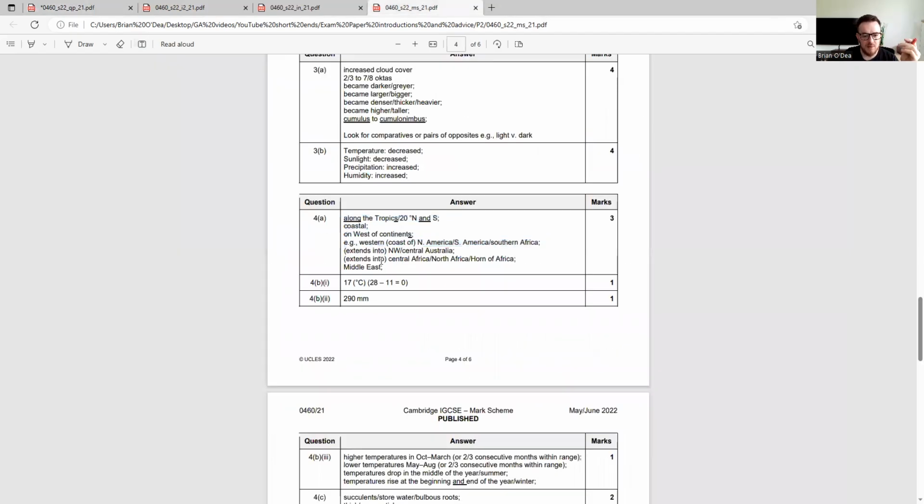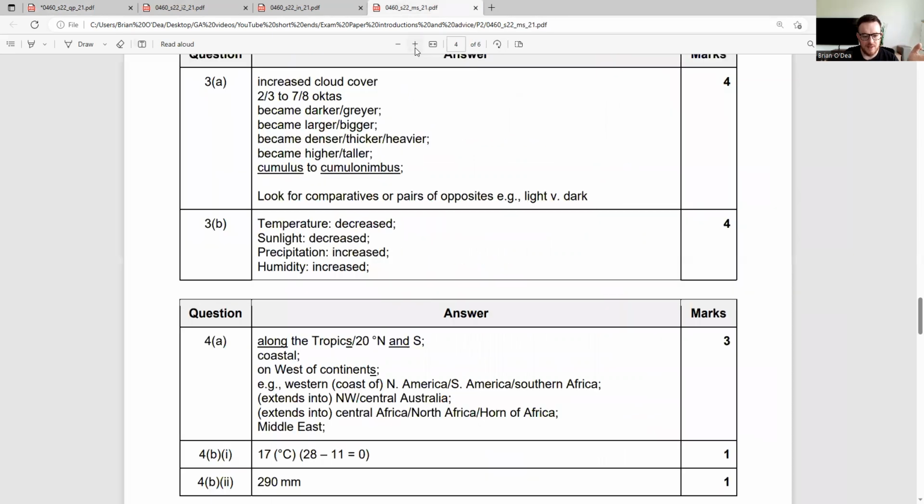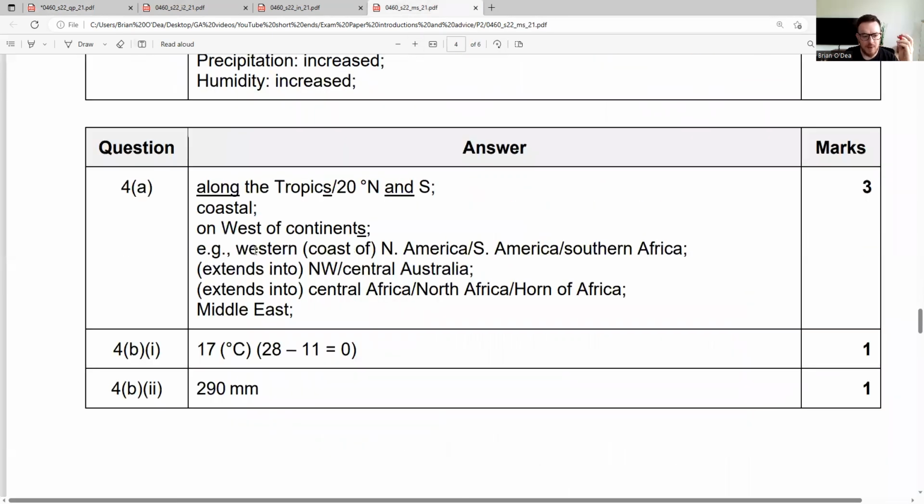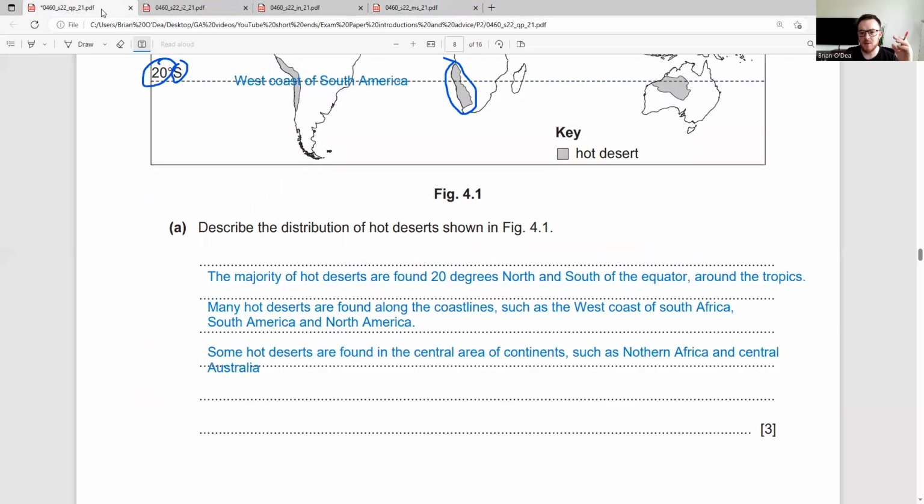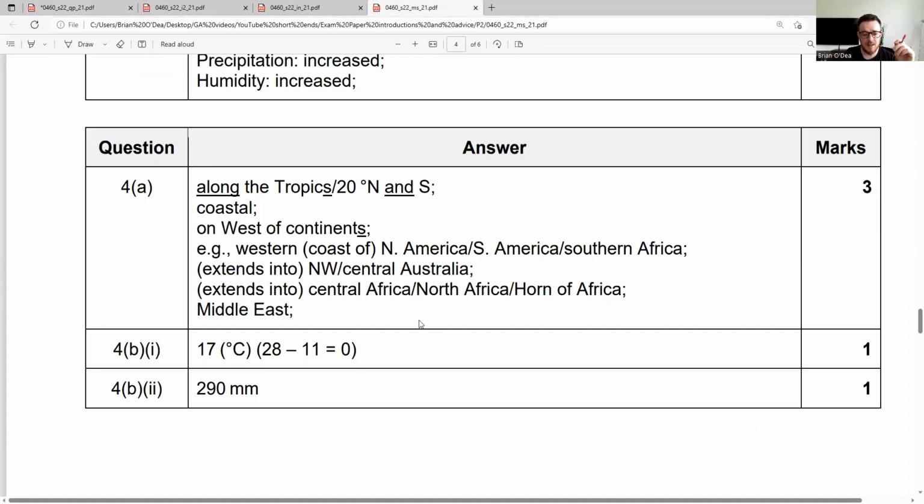So if you have a look here, it's a little bit vaguer than, say, the answers that I gave, but it generally has the main ideas, right? So it has the 20 degrees north and south, west of continents, and then it just mentions the coast and the rough area there as well. It also has a couple of more specific areas, like the Horn of Africa and the Middle East, being mentioned there. So again, it looks a little different when it's all completed compared to the marking scheme. That's why you don't want to rely on the marking scheme too much in this case, because if you just wrote down the answers like that, you might not get full marks.